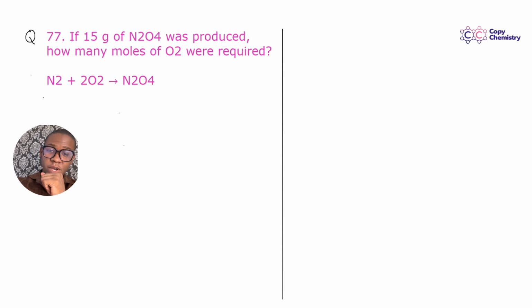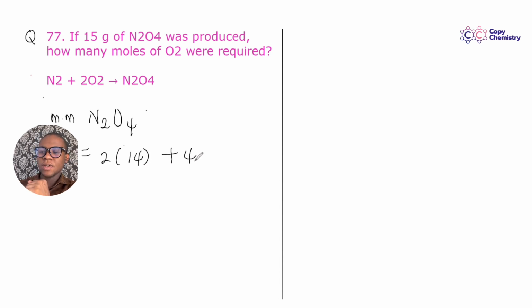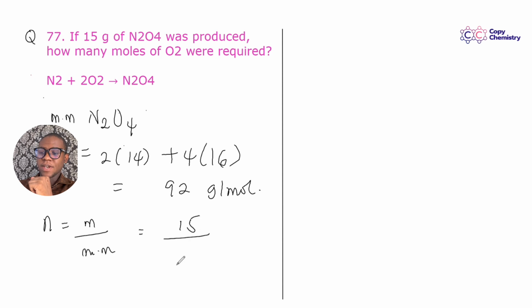Oh, it didn't work. I have to do it manually then. So, molar mass of N2O4 would be equal to 2 multiplied by N, which is 14, and 4 multiplied by oxygen. By the time I calculate all that, I should have 92 grams per mole, meaning that the number of moles of N2O4 would be the mass divided by molar mass, and that's 15 divided by 92, which should give me 0.163 in moles.